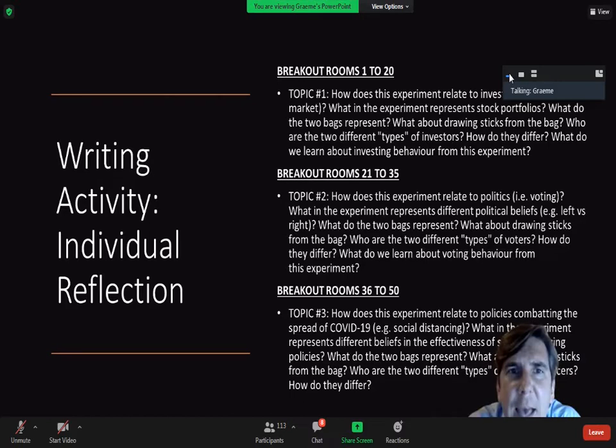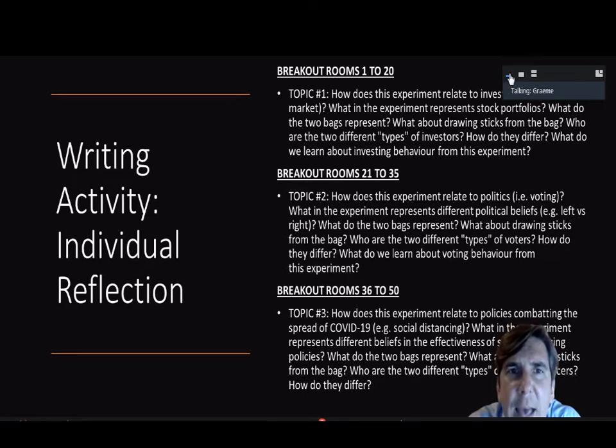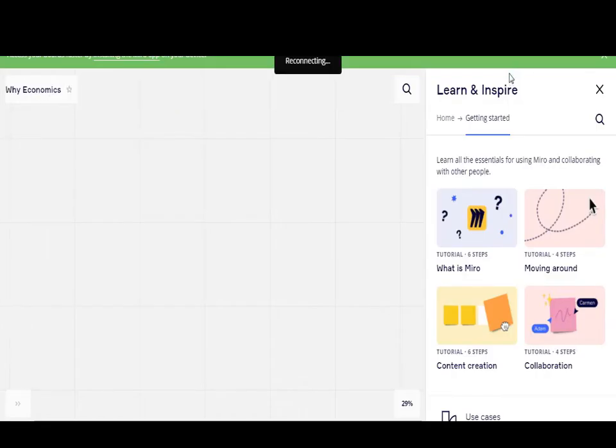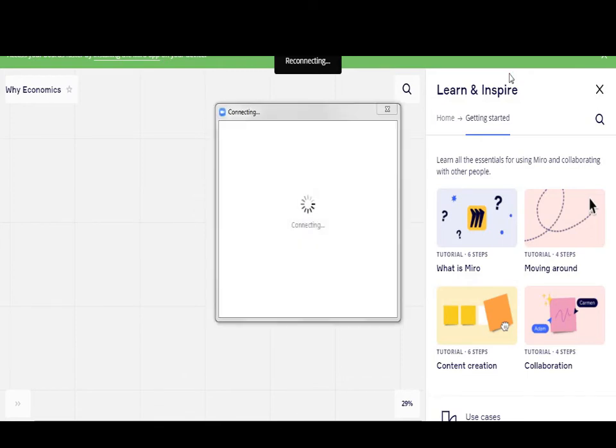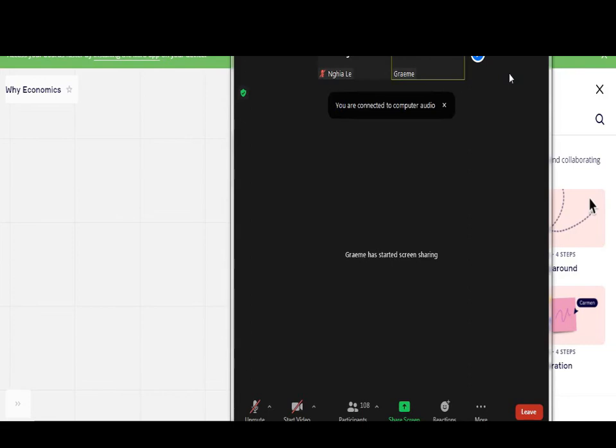The two bags represent what? What about drawing sticks?